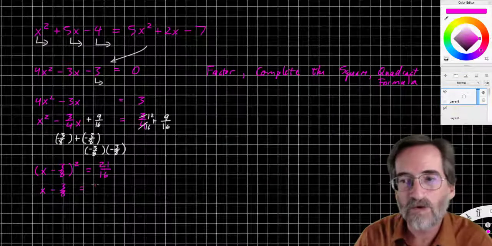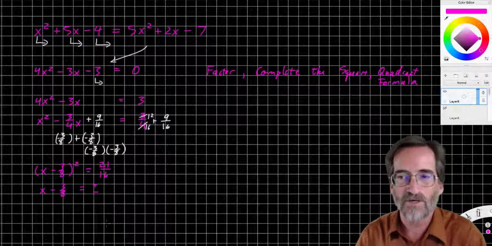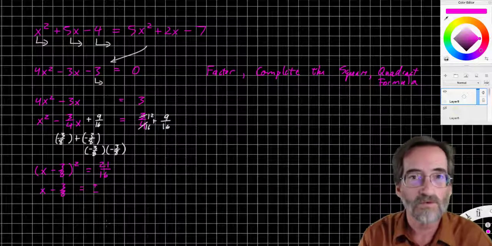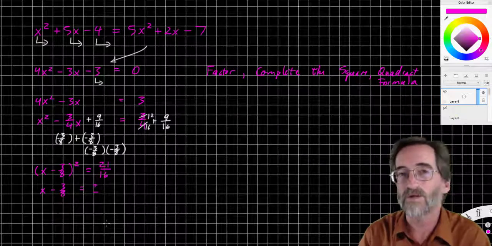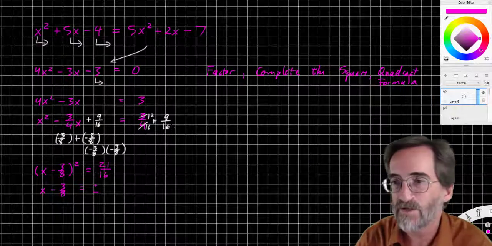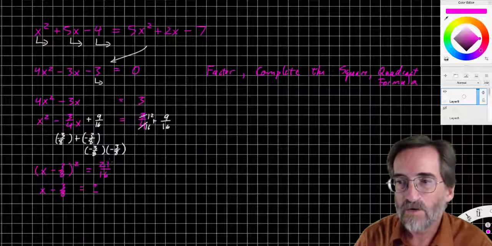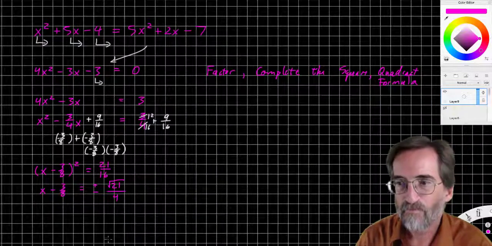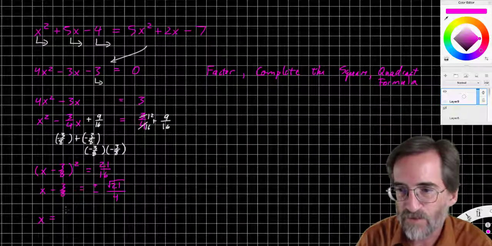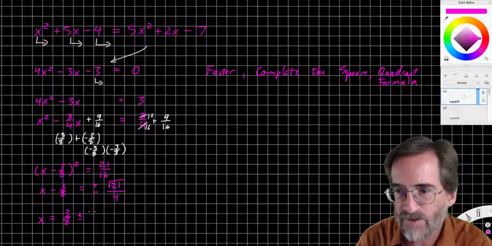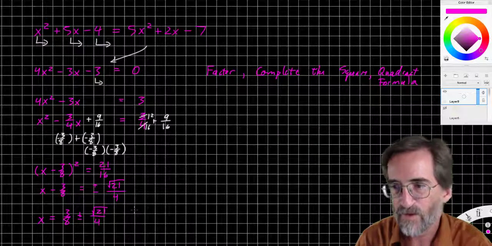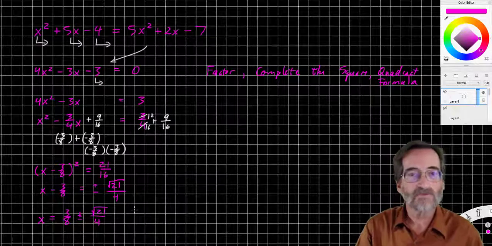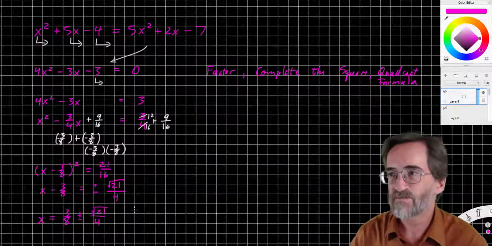And then when you square root, there's a positive and a negative answer. Square root of 9 is 3, but also negative 3 is a square root of 9, because negative 3 times negative 3 is positive 9. And we can square root the numerator and the denominator of the fraction separately. So I'm going to say square root 21, and square root 16 is 4. Now we're just going to add. So x equals 3/8 plus or minus square root 21 over 4. And there we have it. That's the exact form, and you can use a calculator to give me 2 decimal answers here.